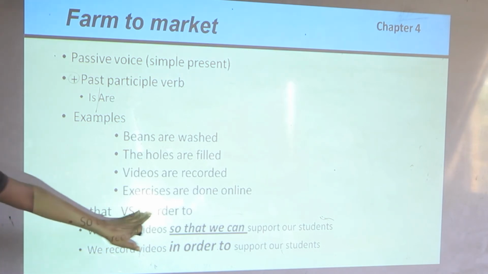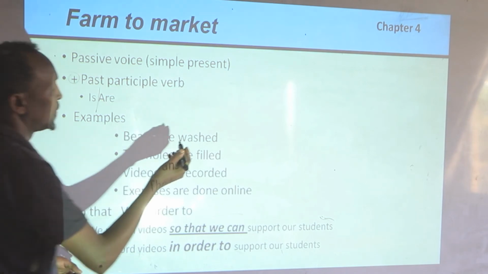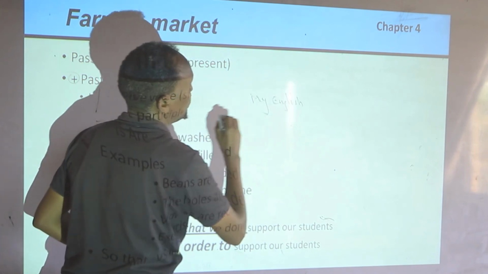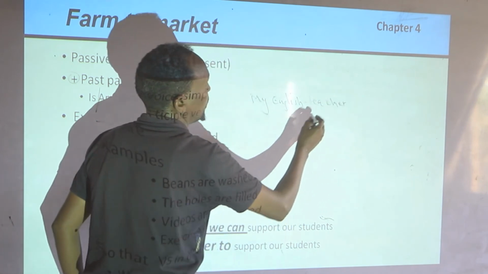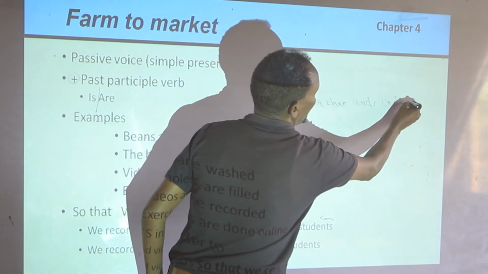And for example, when you want to speak like that or to put a sentence, you make sure that the subject who is doing the action is not important, but what is done is important. For example, let me give you another example. We can say, okay, my English teacher sends videos.